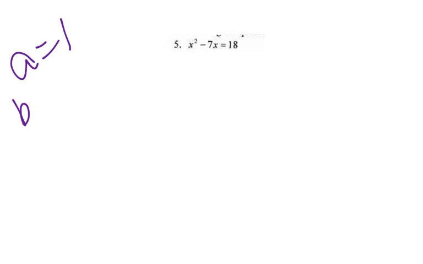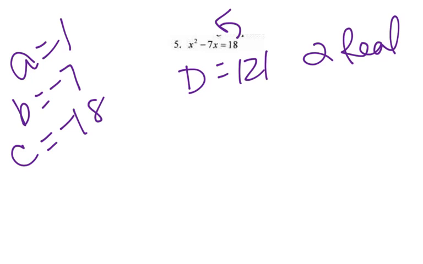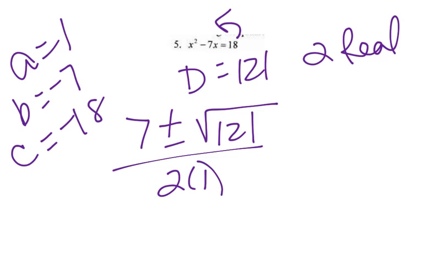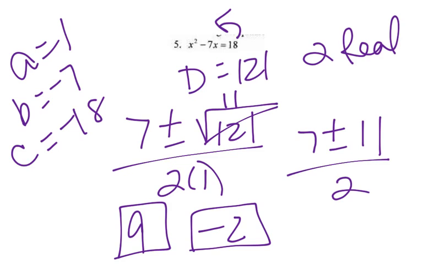A is 1. B is negative 7. C is negative 18 because it has to get moved. Find your discriminant. I got a discriminant of 121, so I'm going to have 2 real. So negative b means 7 plus or minus the square root of 121 all over 2 times 1. 121 is a perfect square, so it is like 7 plus or minus 11 all over 2. So do it once when you add. 7 plus 11, enter, divided by 2, 9. And then do it where you subtract. 7 minus 11 divided by 2, negative 2.